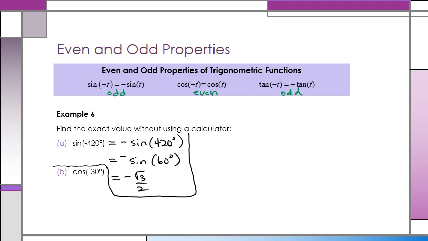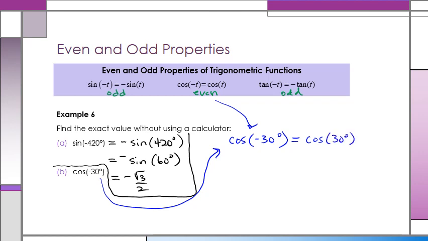So what is the cosine of negative 30 degrees? Let me just move over here for that one. The cosine of negative 30 degrees, according to my cosine property, is going to be the same thing as the cosine of positive 30 degrees. And what is the cosine of 30 degrees? We should have that memorized. That's going to be root 3 over 2.